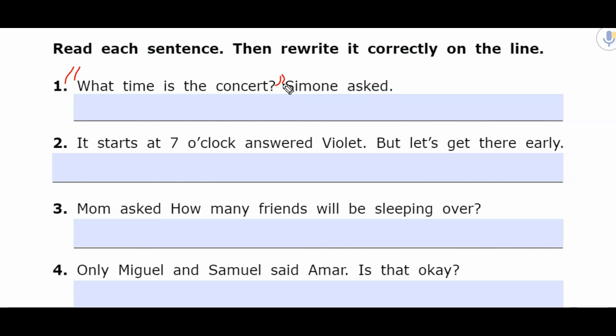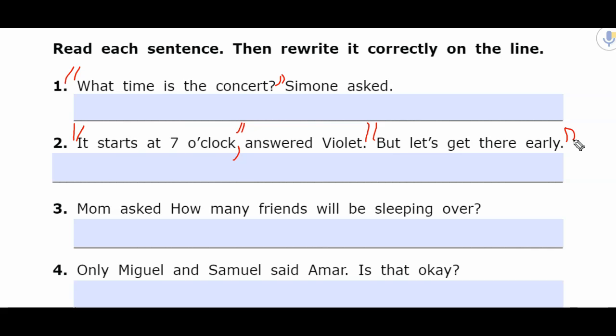Okay? It starts at 7 o'clock, answered Violet, but let's get there early. Before it. After Violet. And before. After Violet? Is that what Violet said? Answered Violet? Is this what she said? No, she didn't say that. It starts at 7 o'clock. That's what she said. Okay? And then what else did she say? But let's get there early. So before but and then after early.